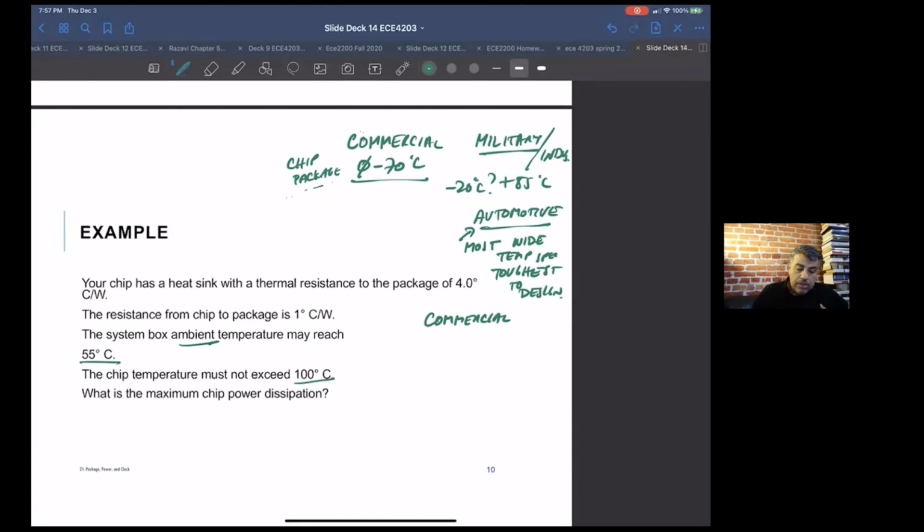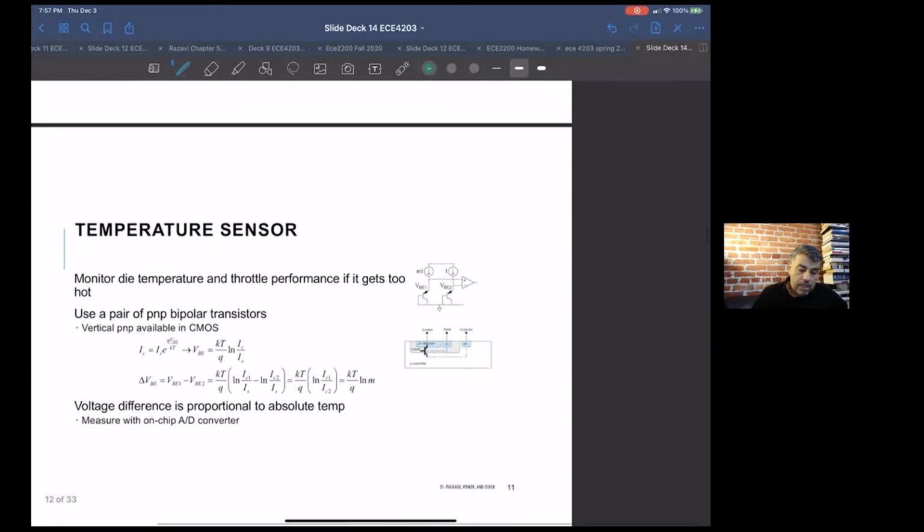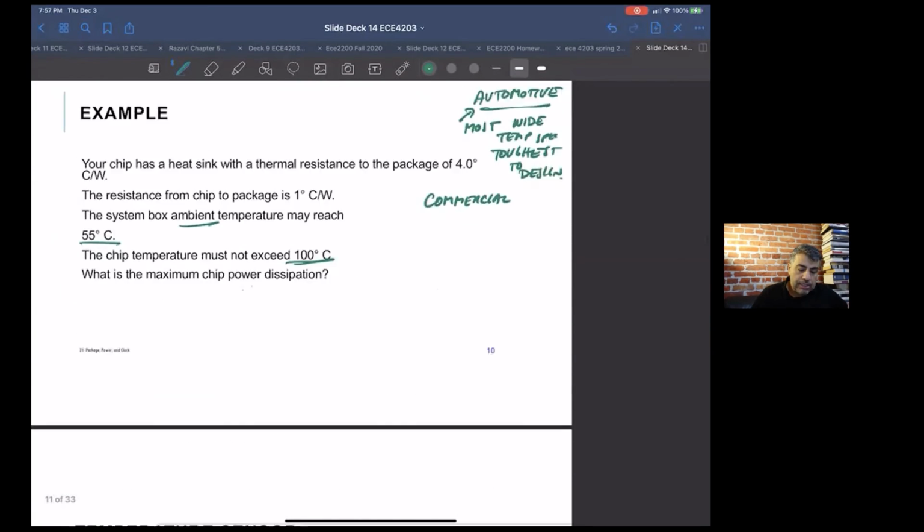So anyway, it says the temperature of the chip doesn't exceed 100 degrees C, and then you can see the maximum power with that simple equation. Okay, so that's thermal resistance.